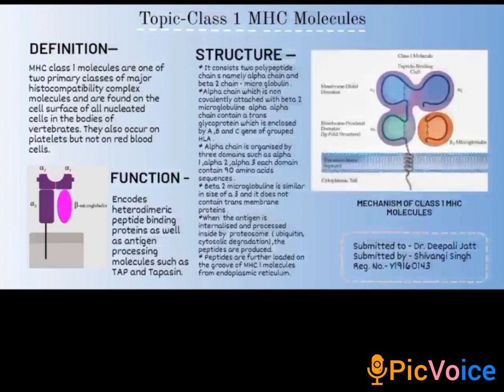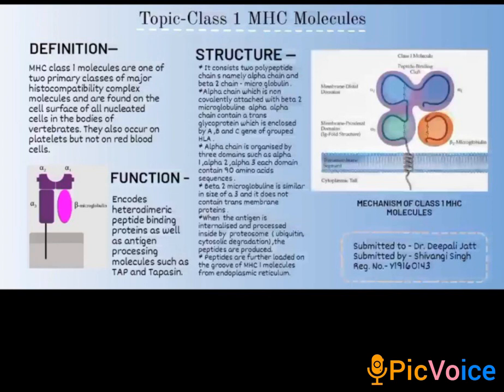Class 1 molecules consist of two polypeptide chains. First, alpha chain and second, beta 2 microglobulin. Alpha chain is encoded in the major histocompatibility complex that is on chromosome 6 in humans. It has a molecular weight of 45 kilodaltons. This alpha chain is folded into three internal domains which are termed as alpha 1, alpha 2 and alpha 3. Each of these is approximately 90 amino acids long.